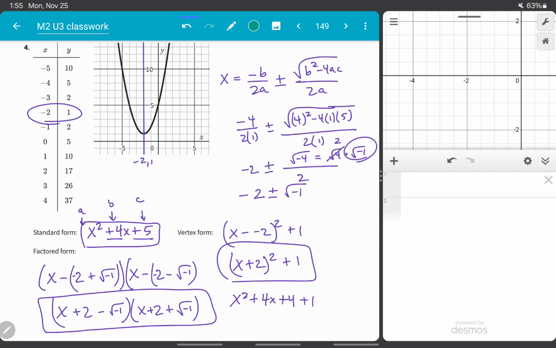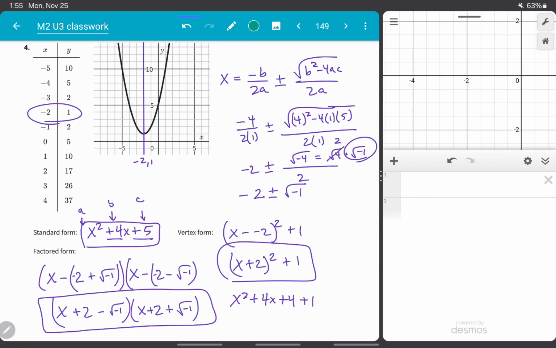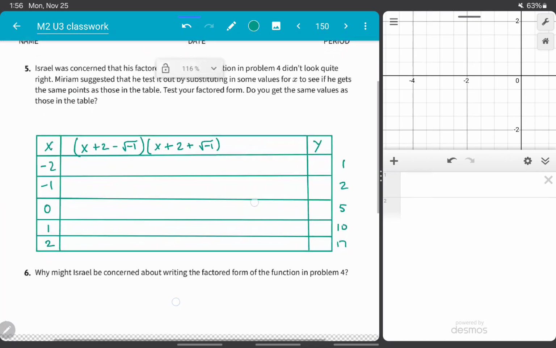And we know that the y values in the table should be 1, 2, 5, 10, and 17. So I'm going to put over on the outside 1, 2, 5, 10, and 17, just so I don't have to go back and check. And in these boxes, we're going to put what we actually get. Now, our factored form said do x plus 2 minus square root of -1. So I'm going to do x plus 2 minus square root of -1, and then this is x plus 2 plus square root of -1. Okay, I'm going to make that y a little bit more y-ish.